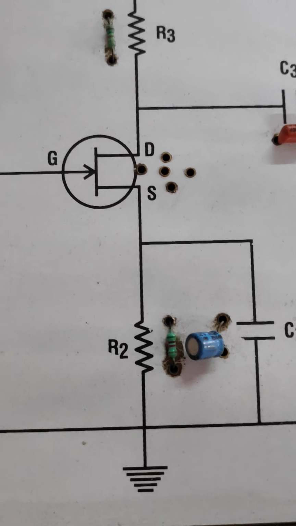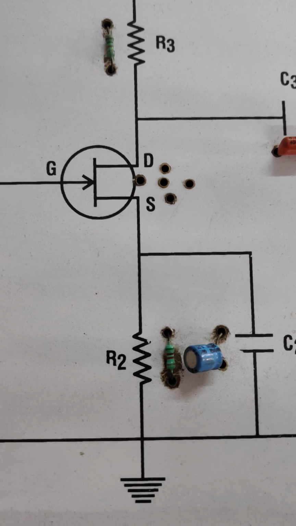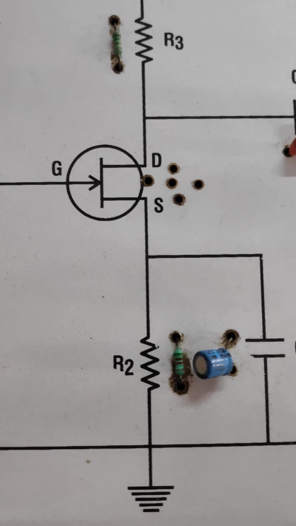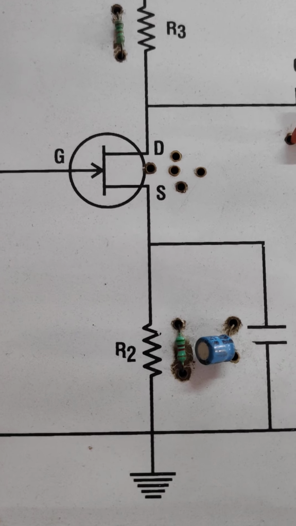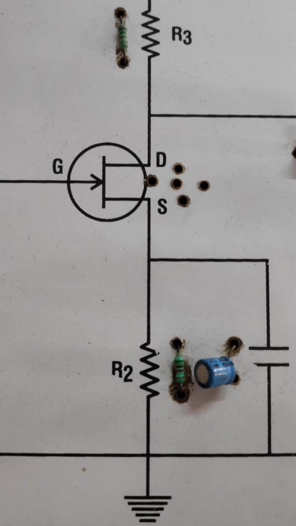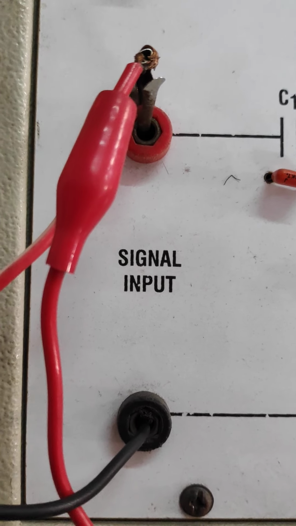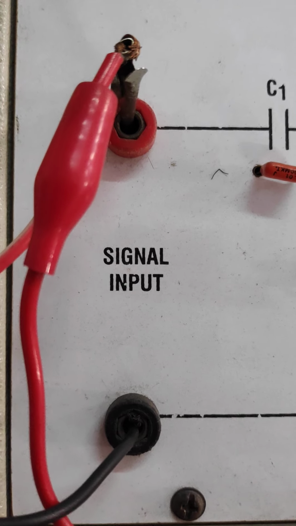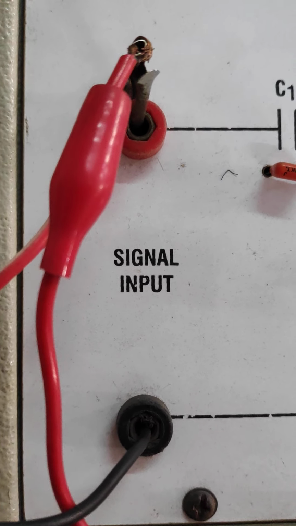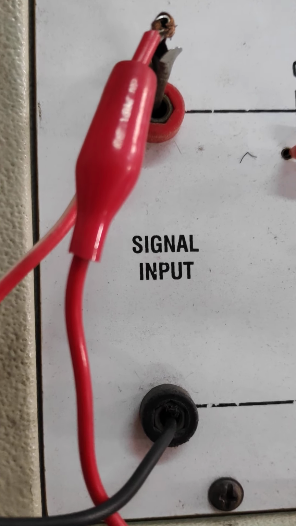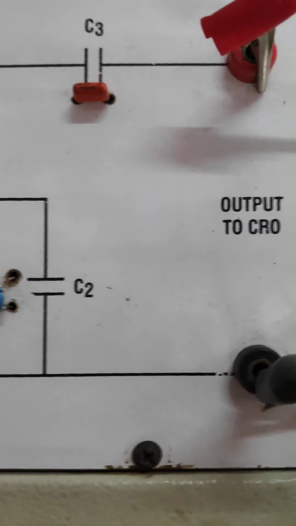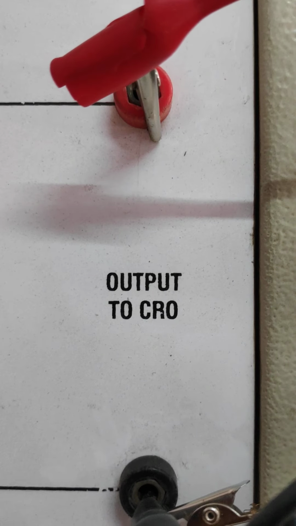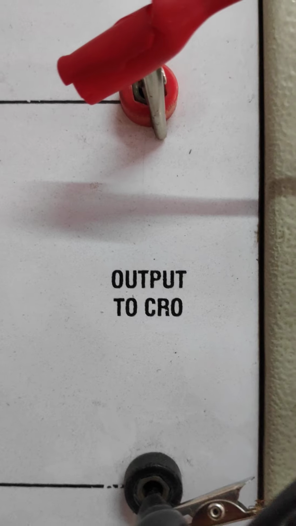This is the FET, gate, source and drain of the FET. Source is connected both to the input and output, hence it is in the common source mode. Here in the input signal we have connected the AFO and one channel of the CRO to measure the input signal, and at the output we have connected a CRO.